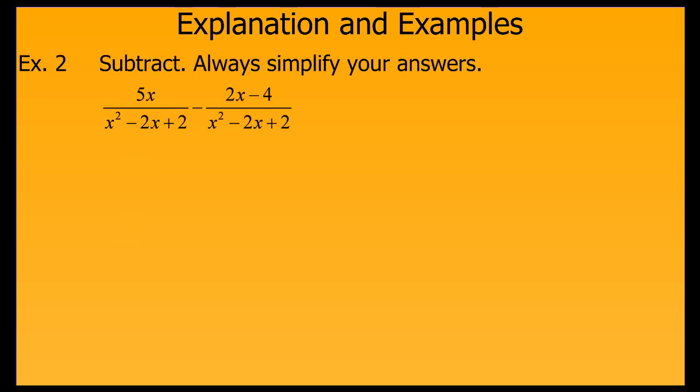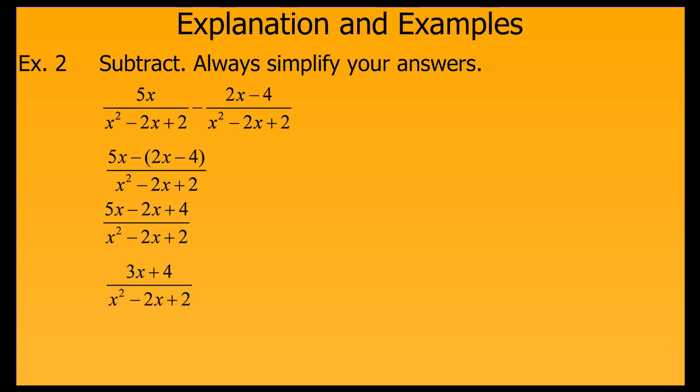Let's look at a subtraction example, where again the denominators are equal. So we subtract the numerators and keep the denominator the same. Notice though that when we subtract we need to be careful, as we need to subtract the entire second numerator, which means we'll need to distribute that negative sign. Now we combine like terms to get 3x plus 4 on the top and x squared minus 2x plus 2 on the bottom. Since 3x plus 4 doesn't factor, we're done. This is as simple as we can get it.